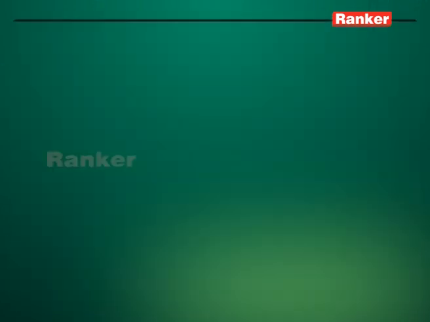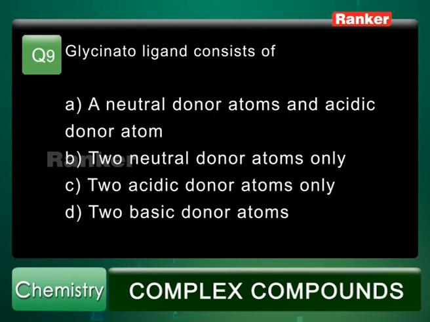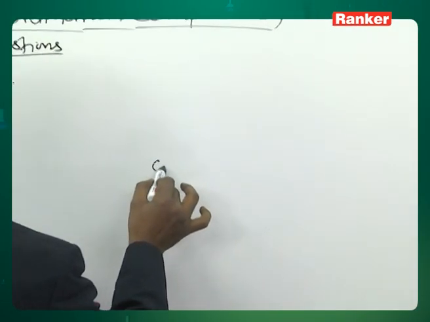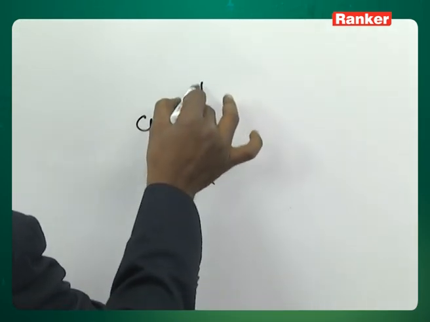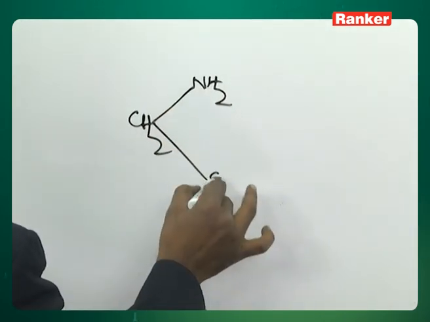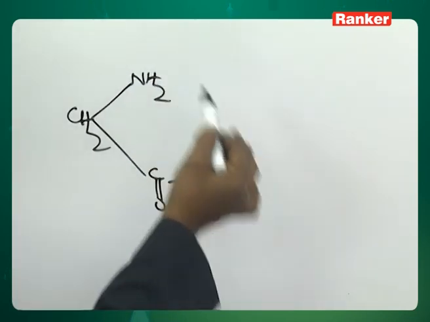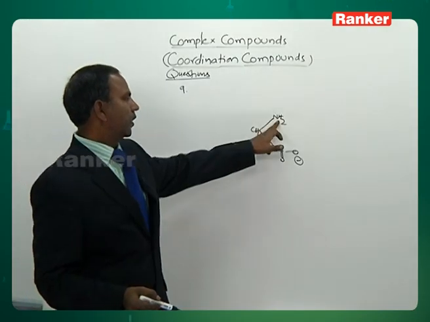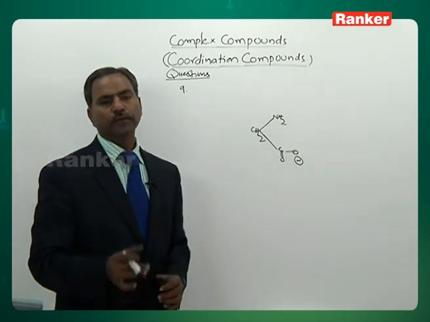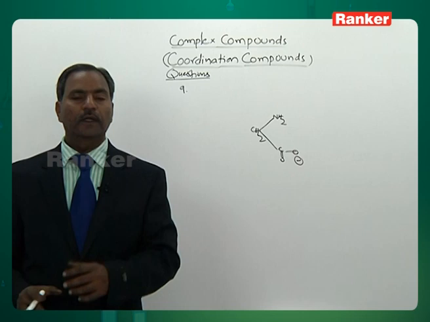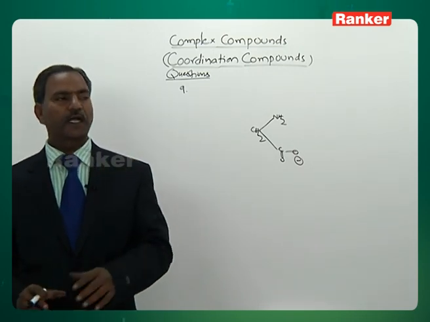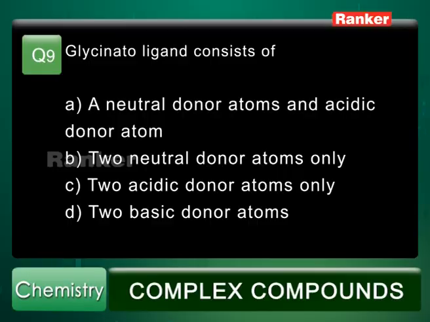The glycinate ligand consists of: option A, a neutral donor atom and an acidic donor atom; 2 neutral donor atoms only; 2 acidic donor atoms only; and 2 basic donor atoms only. First, let us write the glycinate. See how questions appear on ligands. Check it, varieties of questions, different types of questions you are seeing even on ligands. This is the neutral donor, this is the acidic donor. So the glycinate ligand consists of a neutral donor atom and an acidic donor atom only. Therefore, the answer is A.